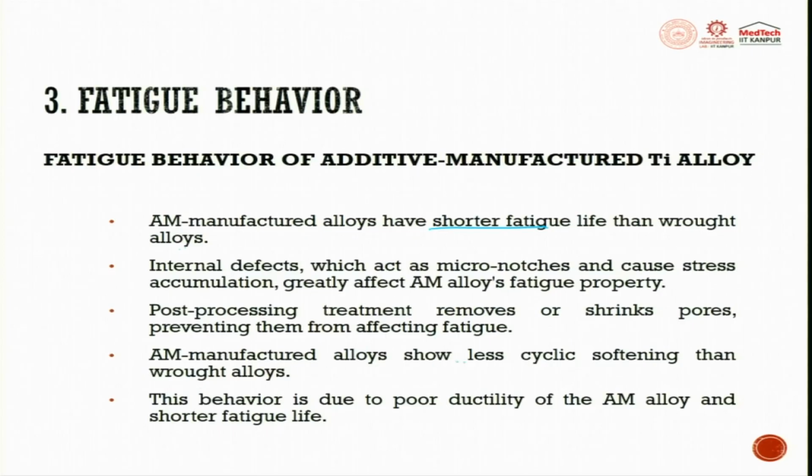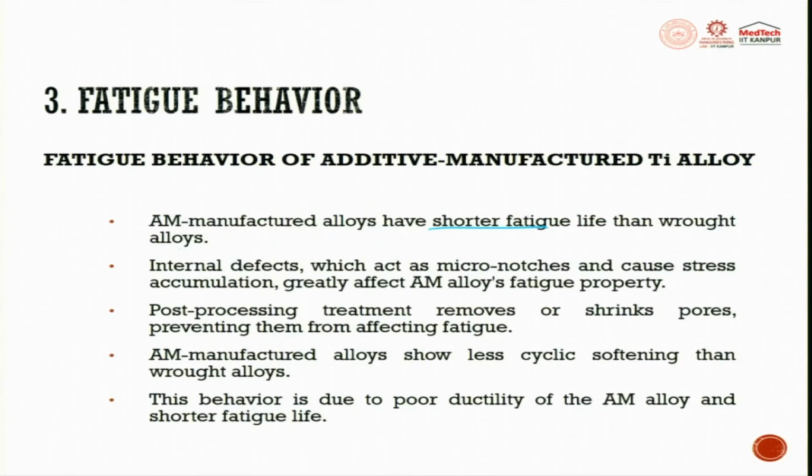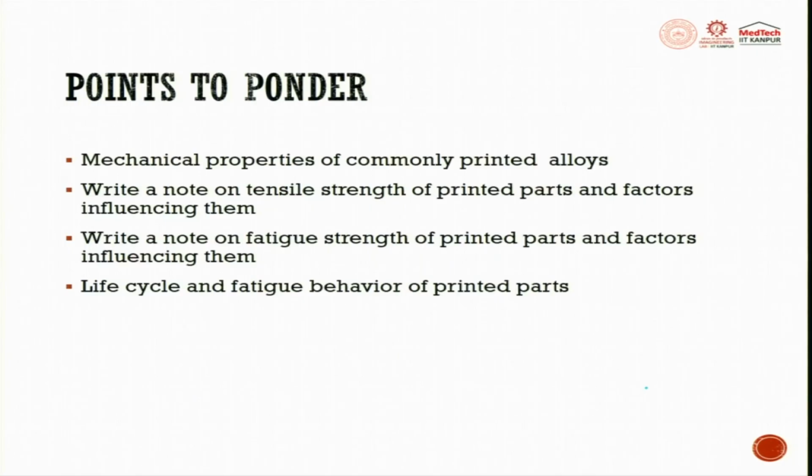AM manufactured alloys show less cyclic softening than wrought alloys. This behavior is due to poor ductility of additive manufactured alloy and shorter fatigue life. So, in titanium we still have a long way to go as compared to that of Ti wrought and Ti AM. So, in titanium a lot of work is going on and heat treatment cycles are thought to play a very important role.